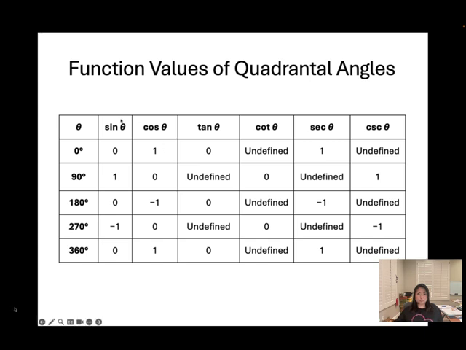Okay, you're going to see the function values of quadrantal angles. Okay, 0 degrees, 180, 360, they are lying on the x-axis. And 90 and 270, they are lying on the y-axis. Okay, you could try it on your own. Try to graph 270. Then you could take any coordinates with 270. You could do (0, -1). Okay, and calculate the r. You should get those values.